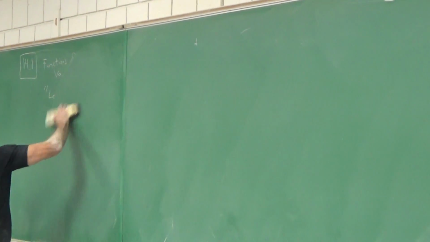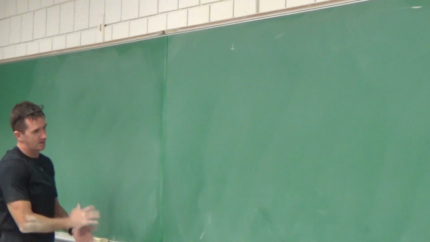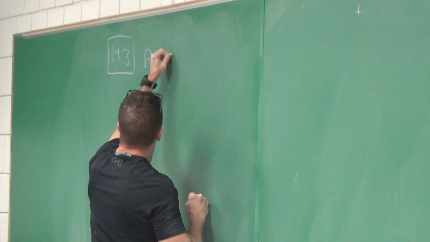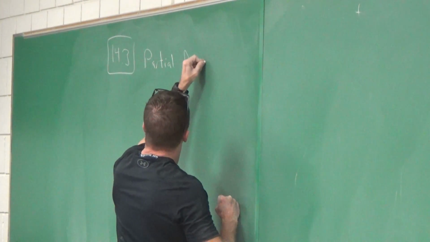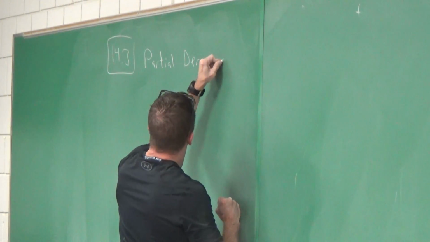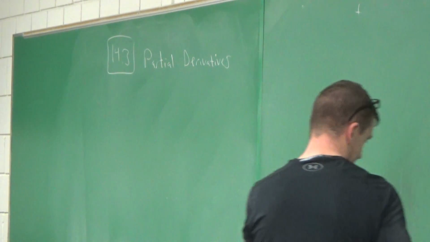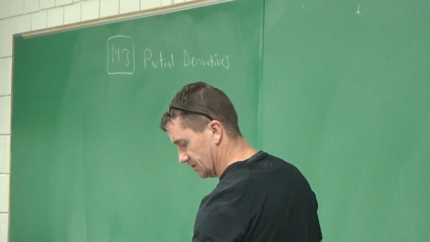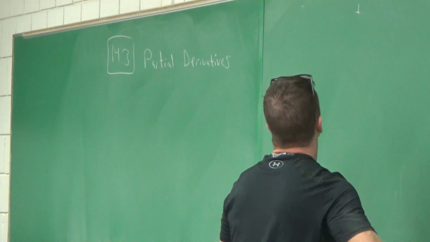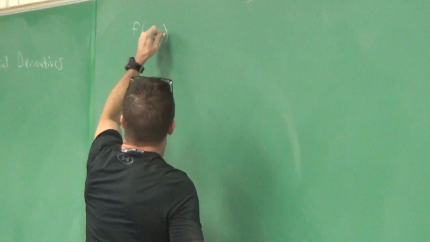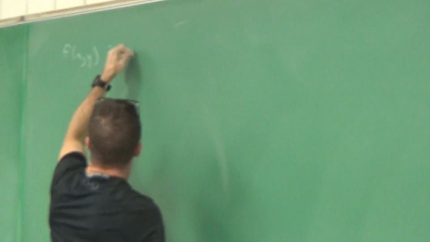So there's different ways we're going to find these partial derivatives. Let me write this down right here. This is in section 14.3. Partial derivatives. All right. So, my first example, how about this? Function of x and y equals x squared y cubed.